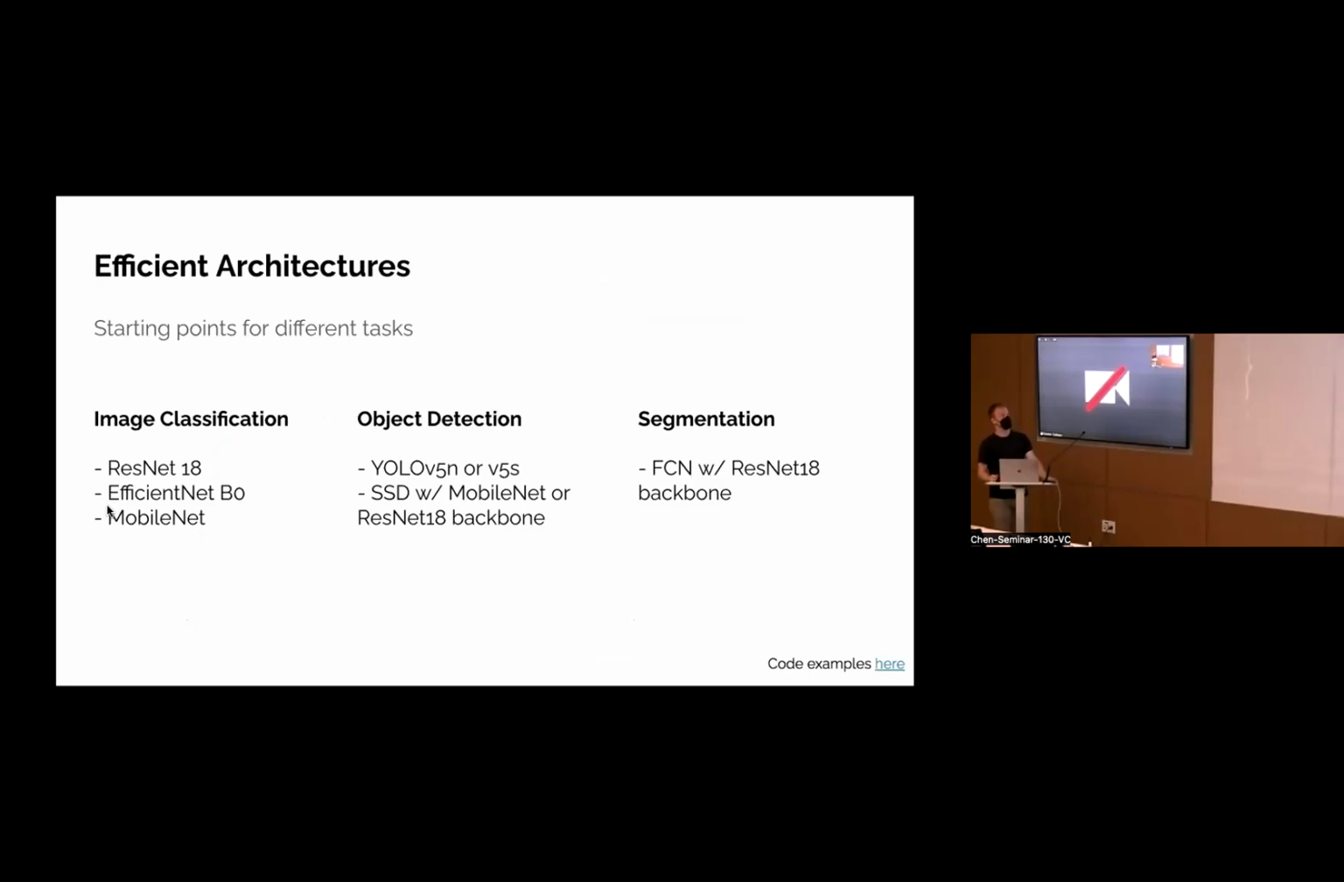Okay, and then if you want to just have a starting point, if you're thinking about trying out a more efficient architecture, this isn't going to be that exciting. I'm just going to recommend basically that you use a ResNet 18 as the backbone with whatever task that you're doing for a start. You could also try out an EfficientNet if you'd like. There's also a family of models called MobileNet that is very related to EfficientNet.